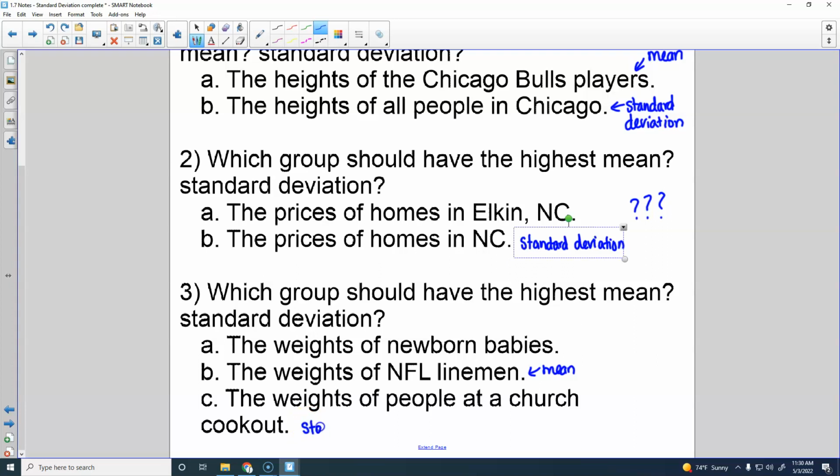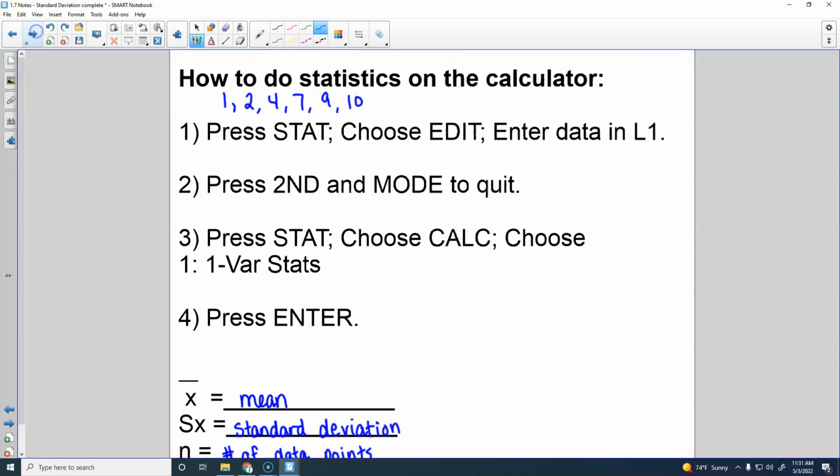So I agree. Standard deviation goes to the church cookout, because most babies are between like 3 and 8 pounds. The cookout more than likely will have some kids, some adults, some skinny people, some heavy people, all the way in between. I tried to pick something that would have a wide variety of people. So standard deviation would be higher there. All right, so we're out of time. We'll finish this tomorrow.